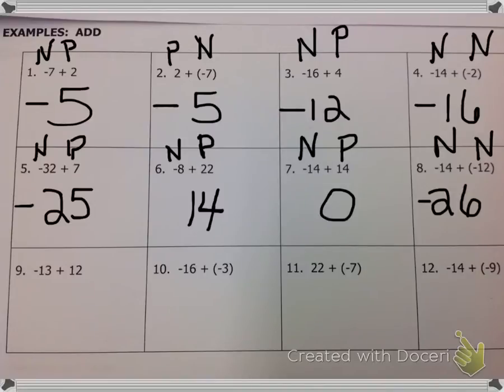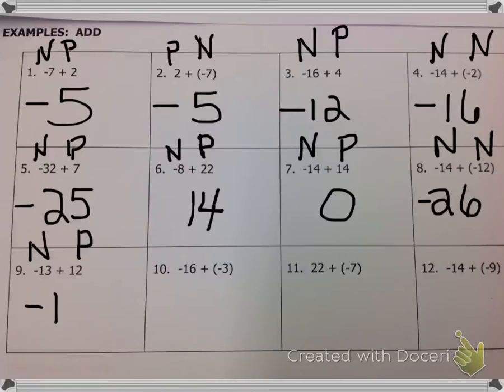So number 9, you have negative 13 plus 12. Okay, 13 is a negative, 12 is a positive. Do you have same signs or different? Well, you have a negative and a positive, so you have different signs. Different signs, subtract. 13 minus 12 is 1. And you take the sign of the larger number. Which number is bigger, 13 or 12? 13's bigger, 13's negative, so my answer is negative 1.